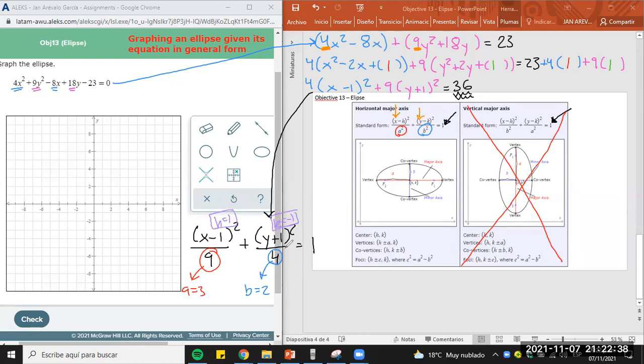So we have everything. Let me grab this. Center at (1, -1). This is that point. This is a horizontal ellipse. The distance from the center to the vertex is a. That is 3. So 1, 2, 3. And the distance of the semi-minor axis is 2. From the center to the co-vertex is 2. So let me check this. Correct.